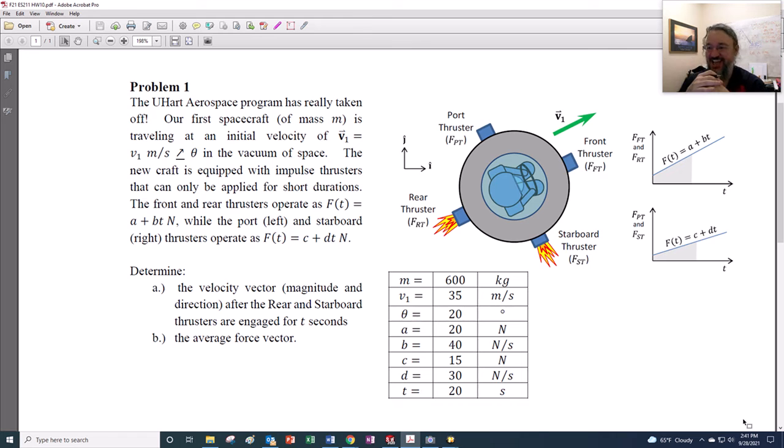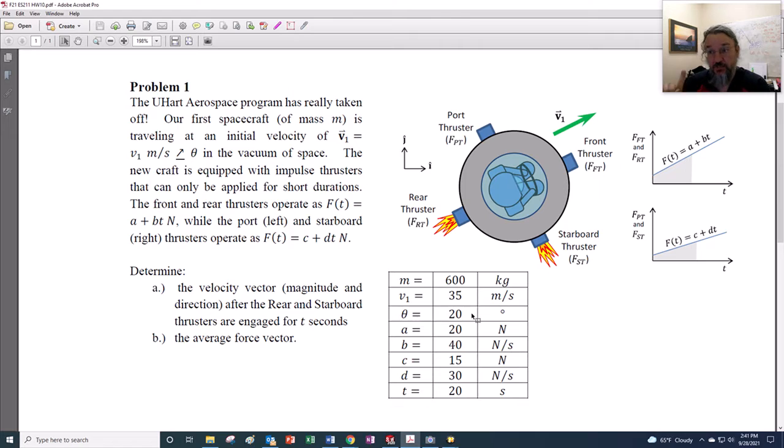Homework number 10 in dynamics. We got problem number 1. So we have the aerospace program has made a spacecraft that has a mass of 600 kilograms. And when we're starting out right now, it has a velocity of 35 meters per second, traveling at 20 degrees.